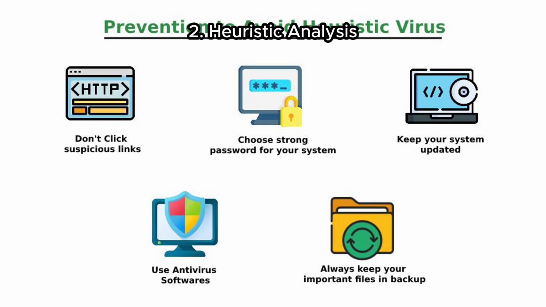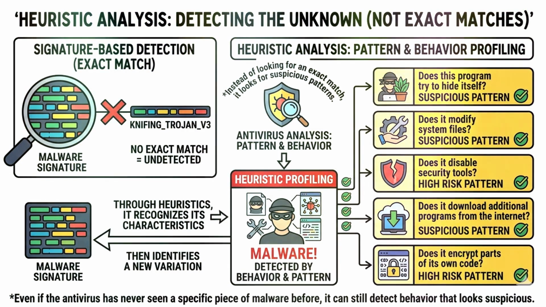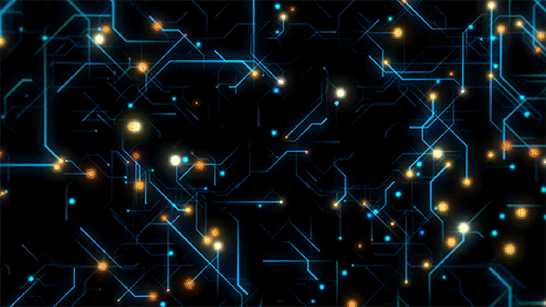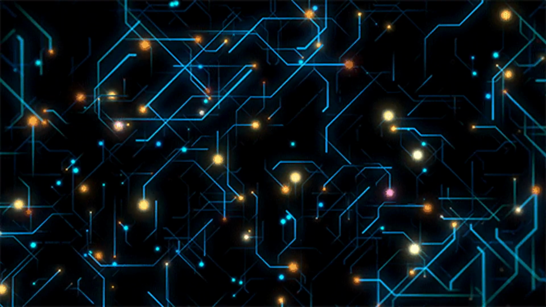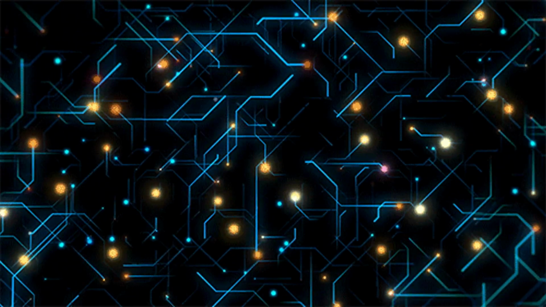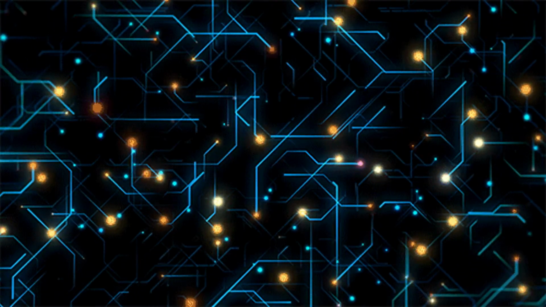2. Heuristic analysis. Instead of looking for an exact match, heuristic analysis looks for suspicious patterns. Think of it like profiling. Even if the antivirus has never seen a specific piece of malware before, it can still detect behavior that looks suspicious. For example, the antivirus might ask, does this program try to hide itself? Does it modify system files? Does it disable security tools? Does it download additional programs from the internet? Does it encrypt parts of its own code? These patterns are common in malicious software. If a file triggers enough red flags, the antivirus flags it as potentially dangerous.